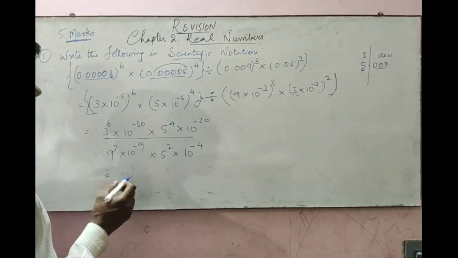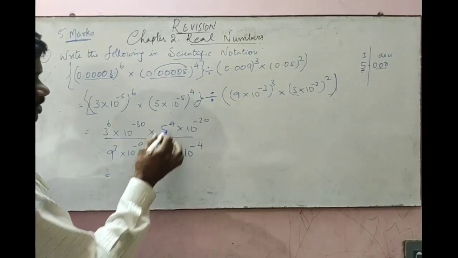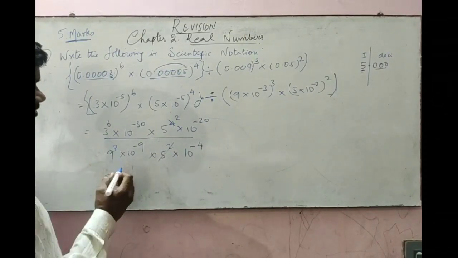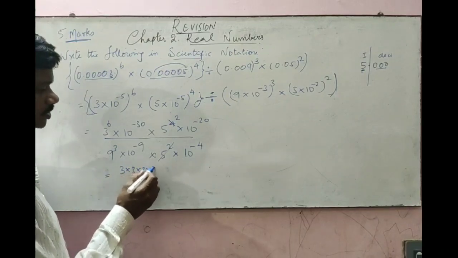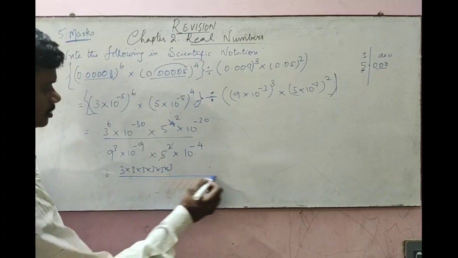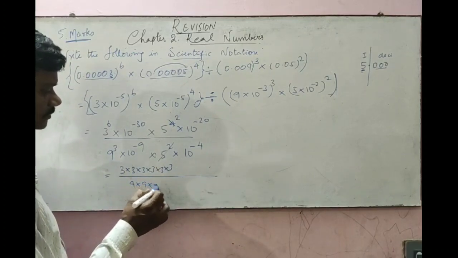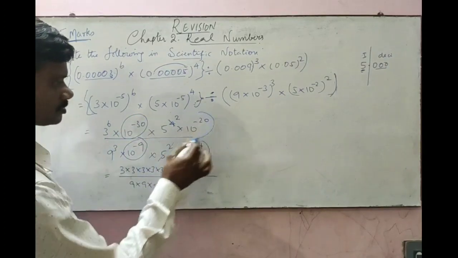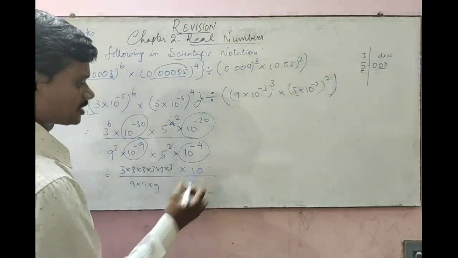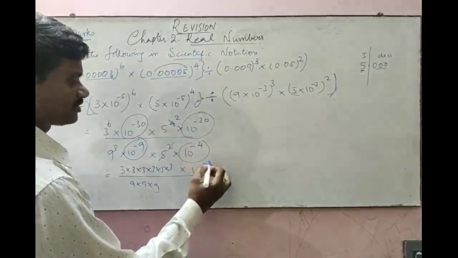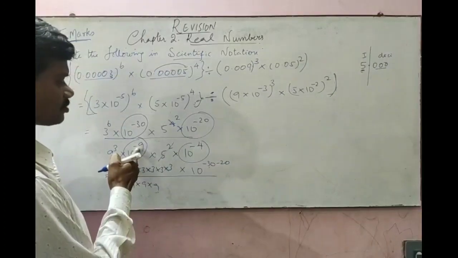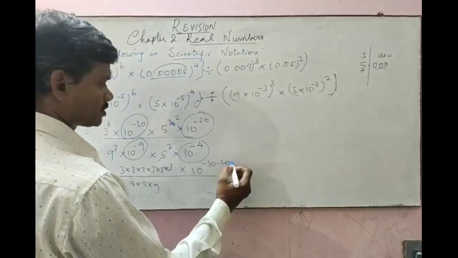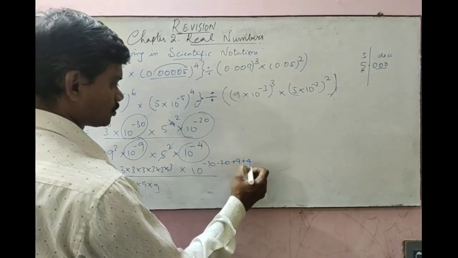Here 5 power 2 and 5 power 4 get cancelled, you will get 3 power 6 by 9 power 3. So 3 power 6 can be written as 3 into 3 into 3 into 3 into 3 into 3. Like that, here 9 into 9 into 9. If you check the powers of 10, you can write this in single power of 10. In the numerator we have minus 30, minus 20. If this minus 9 and minus 4 are brought to the numerator, it becomes plus 9 plus 4.